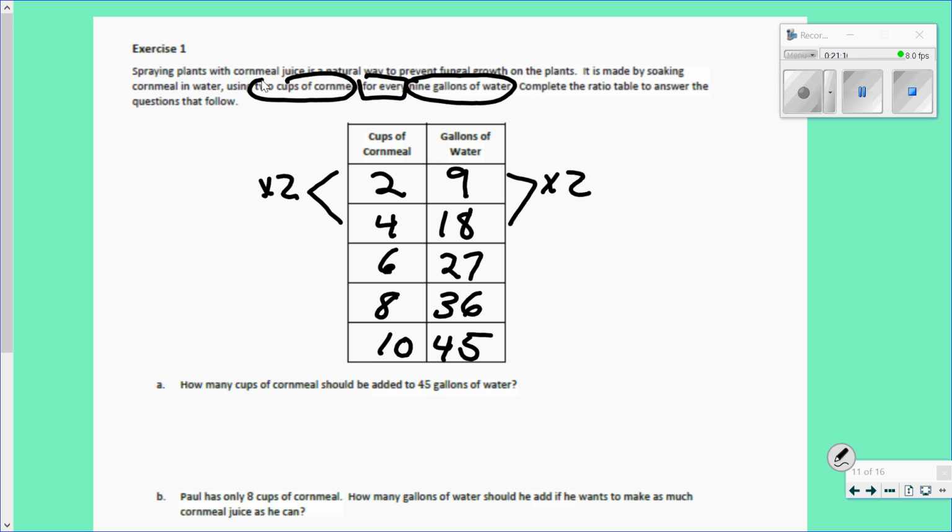Okay, that's the question. By looking at the table, who can answer that? Manny. 10. So, you bet.